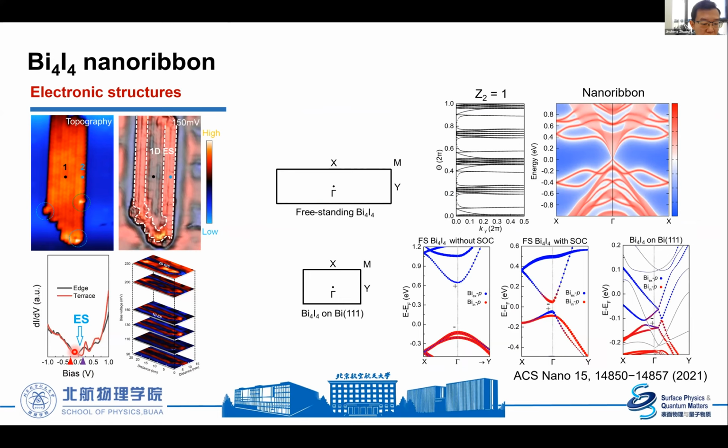Why does the black one correspond to the edge state? Because we talk about the gap-like features by our STS measurements. It is correlated to the region marked by the red and the purple triangle. This is correlated to the band gap measured at the terrace part. And at the edge, the density of states obtained from the STS curves collected at the edge region shows a higher density of states compared to the spectra collected at the terrace.